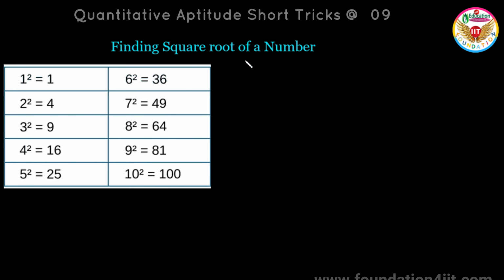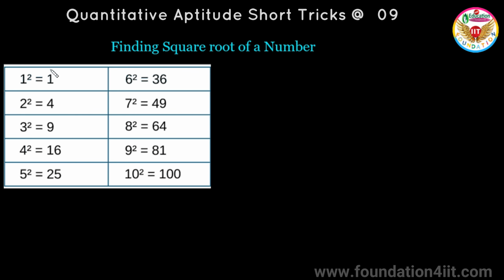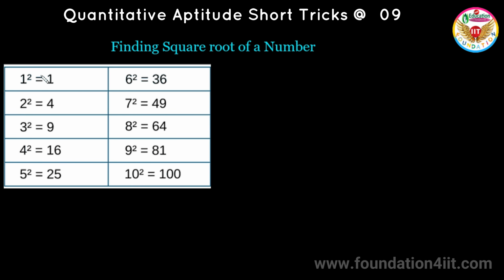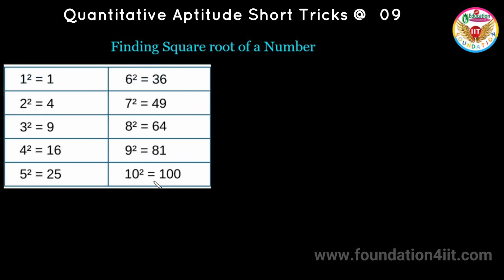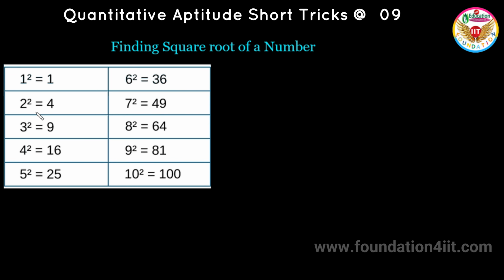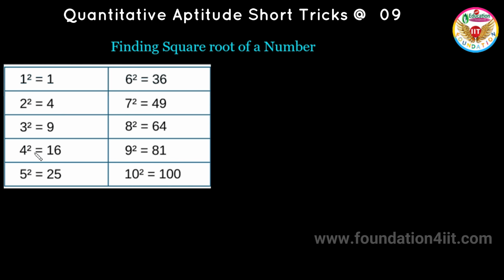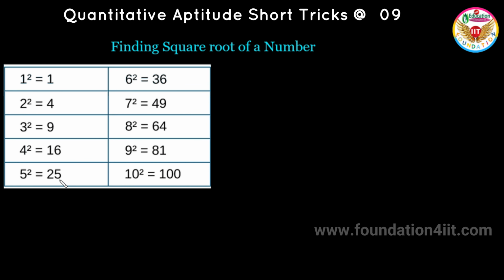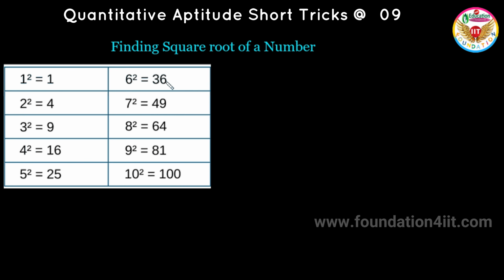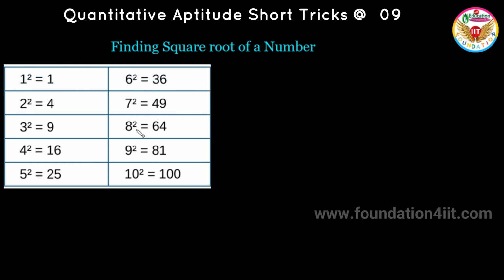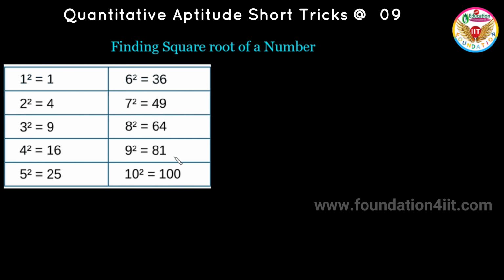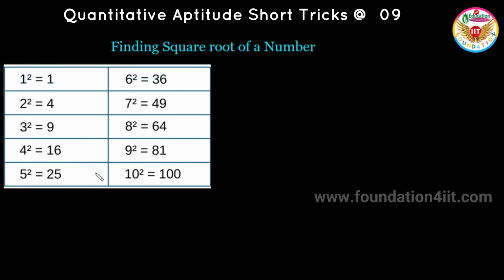Finding the square root of a number. To find the square root of any number, I will show one simple technique. Observe the squares of 1 to 10: 1 squared is 1, 2 squared is 4, 3 squared is 9, 4 squared is 16, 5 squared is 25, 6 squared is 36, 7 squared is 49, 8 squared is 64, 9 squared is 81, and 10 squared is 100.